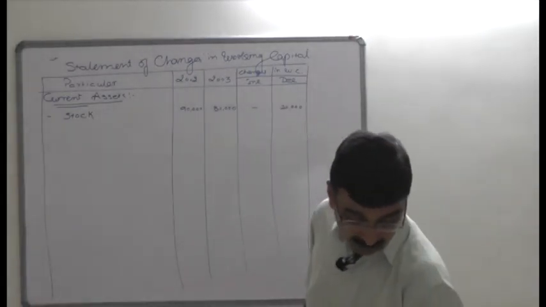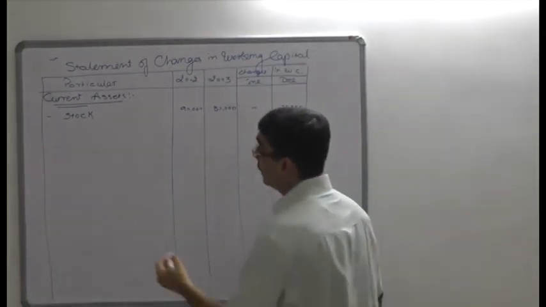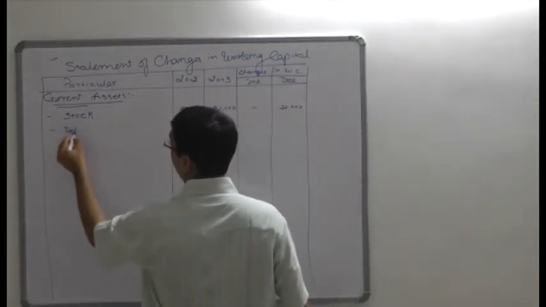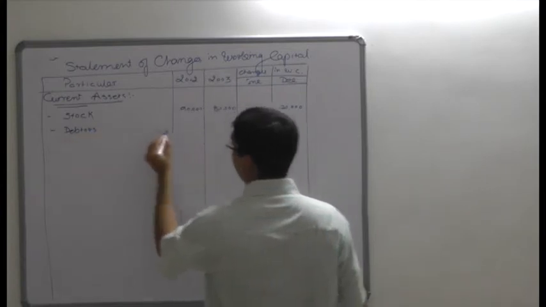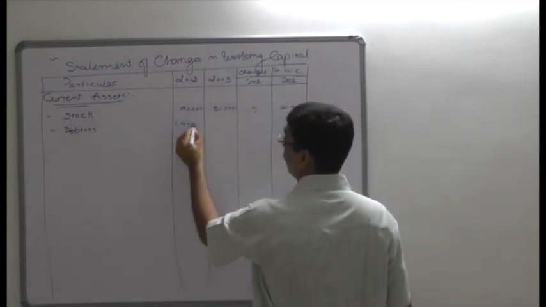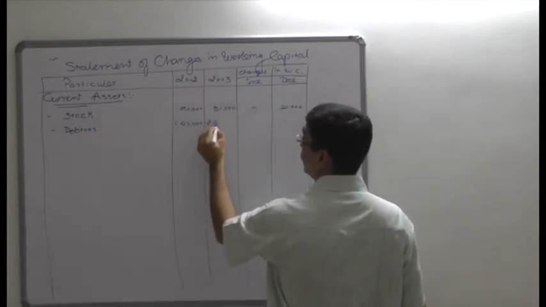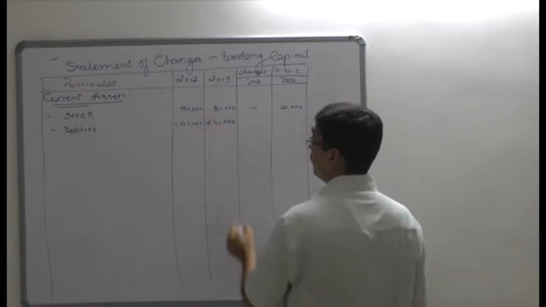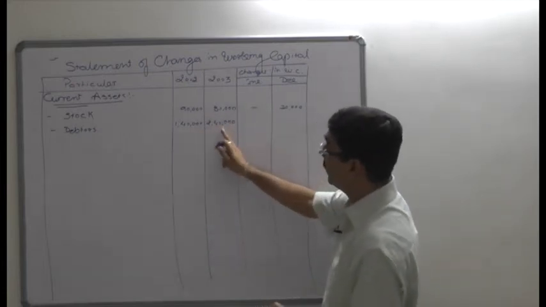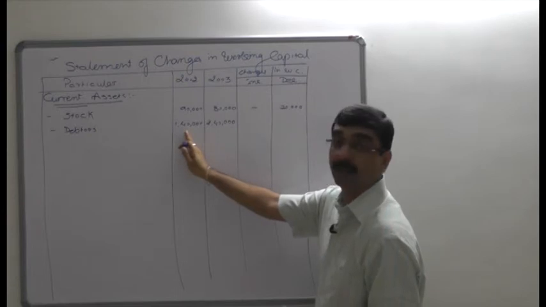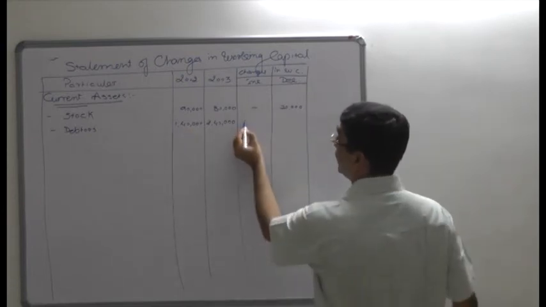Now see, after stock, next is debtors. The debtors value last year is 1,40,000 and the current year is 2,40,000. So now see, it's a reverse. Here the current year current assets is higher than the last year. It means that it's an increase in working capital.